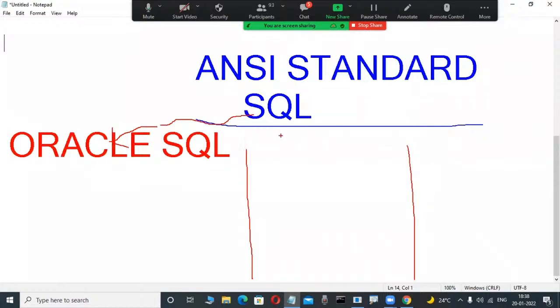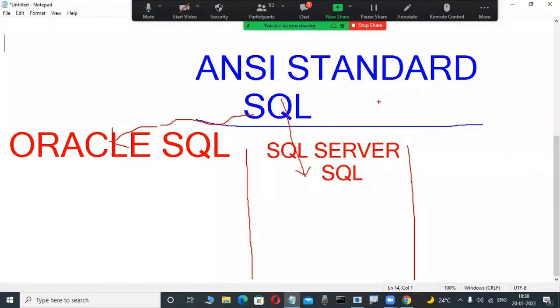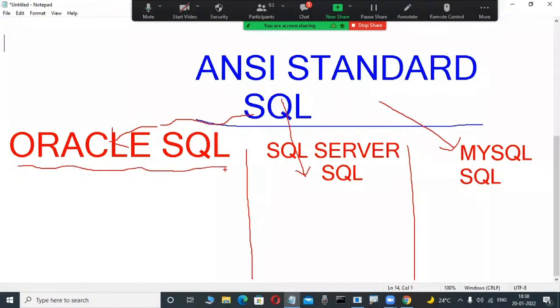That is important. So many fellows don't know that. Again, observe here, SQL Server, a Microsoft product, created their own SQL from this ANSI standard, called SQL Server SQL. Again, MySQL created their own SQL language from this ANSI standard, called MySQL SQL. That's why in our class we are learning Oracle SQL.